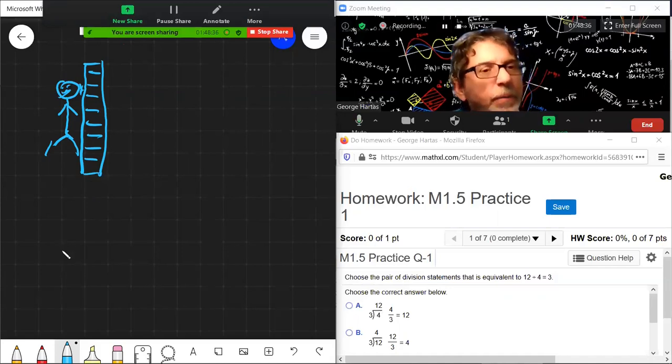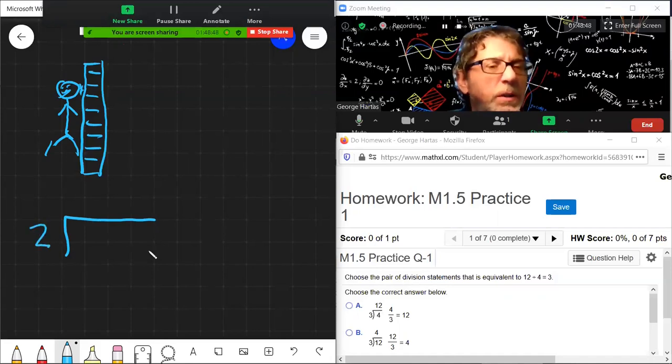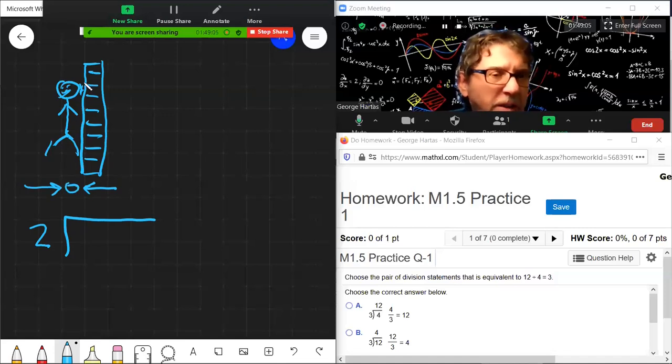All right, now let's use division to see if we can figure something out. I know that my stride length is 2 feet. Now, how far is the wall from me? 0, because it's touching. My face, my hair is touching the wall. So the distance between me and the wall is 0.